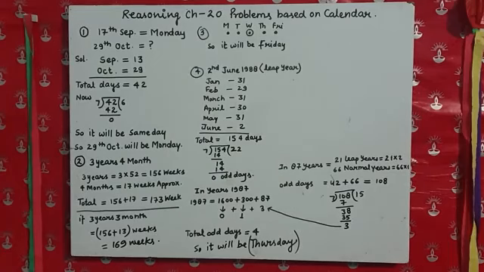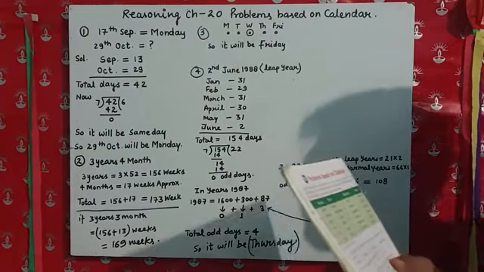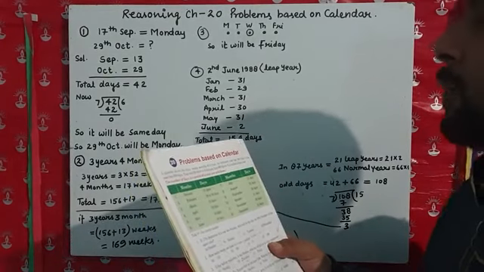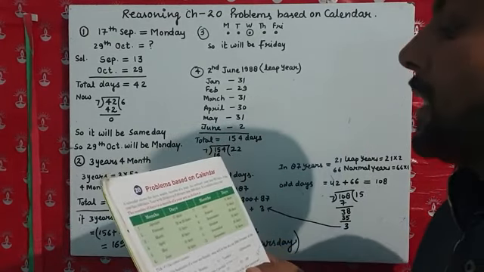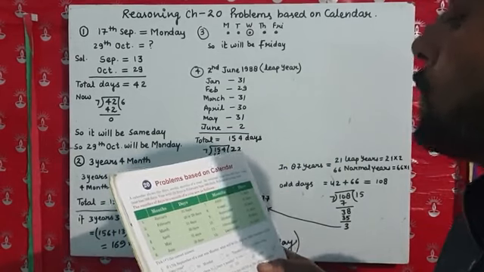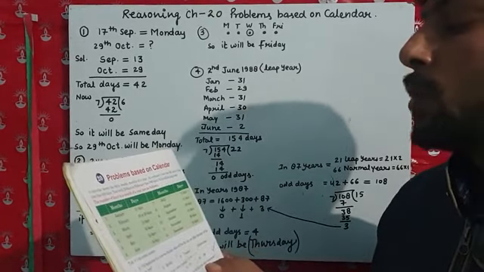Hi students, today I am going to the reasoning chapter number 20. The name of the chapter is problems based on calendar. So here we are going to solve the problems based on the calendar.